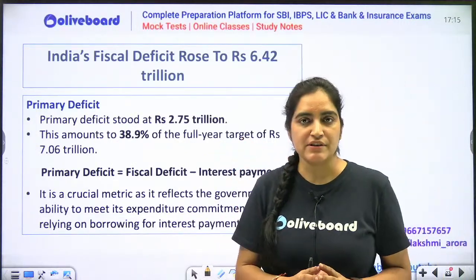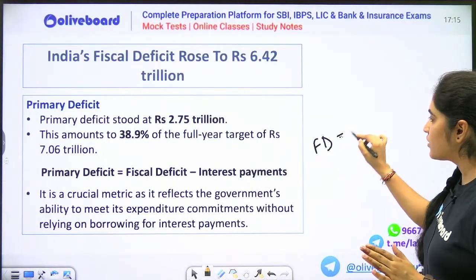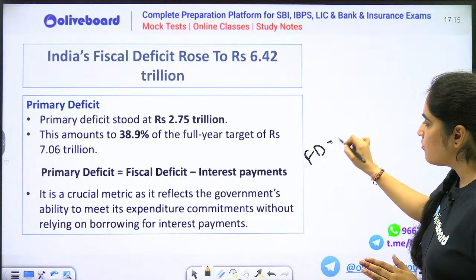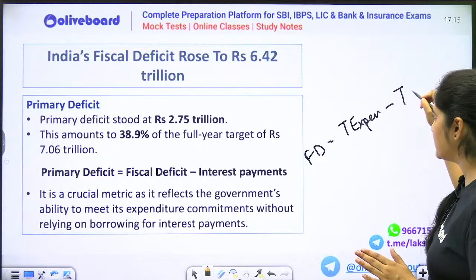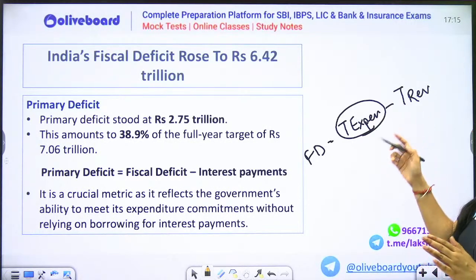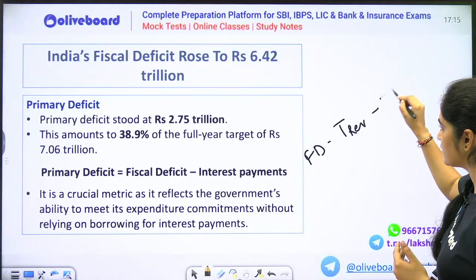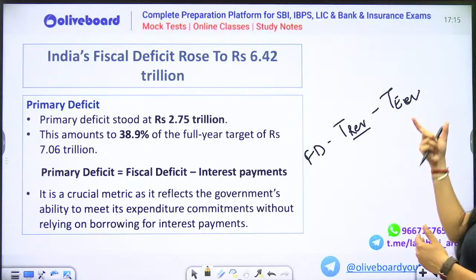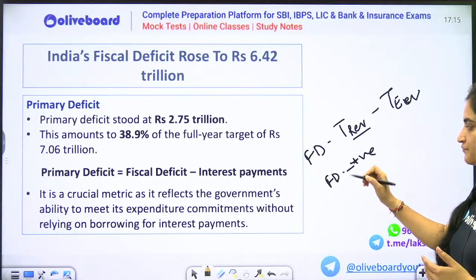What is primary deficit? If I talk about primary deficit, देखो fiscal deficit तो क्या होता है? Total expenditure या फिर what is fiscal deficit? Fiscal deficit is whatever is the country's revenue minus expenditure. अगर revenue ज़्यादा है, if the country is earning more and spending less, the fiscal deficit will come out to be positive, and this is a very good scenario.